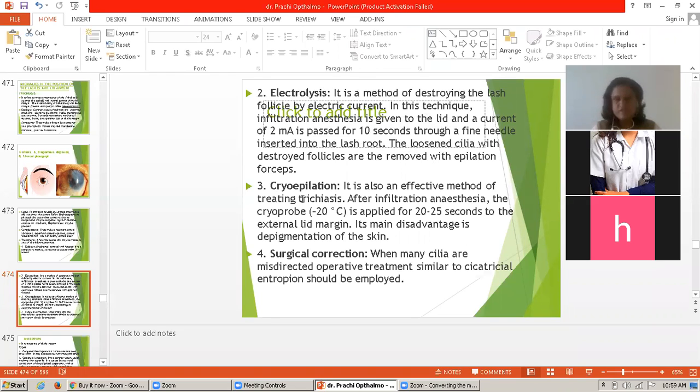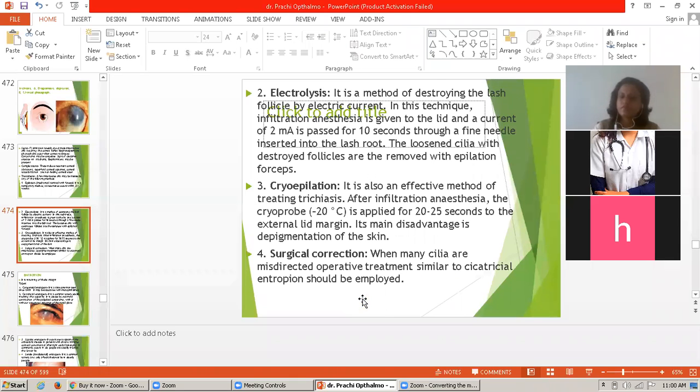Third one is cryoepilation. It is also an effective method of treating trichiasis. After infiltration anesthesia, the cryoprobe, at minus 20 degrees Celsius, is applied for 20 to 25 seconds to the external lid margin. The main disadvantage is depigmentation of the skin. Fourth one is surgical correction. When many cilia are misdirected, operative treatment similar to that for cicatricial entropion should be employed.